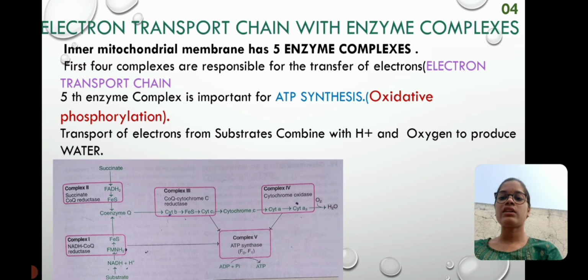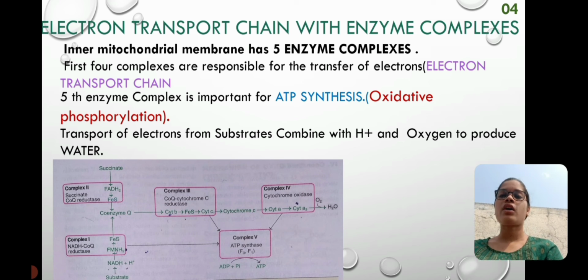Here oxidation takes place, meaning oxygen is added at this complex, resulting in the formation of water, and it ends the electron transport chain. All four complexes are involved in the electron transport chain. The fifth complex is important for ATP synthesis, that means oxidative phosphorylation. The fifth complex contains an enzyme known as ATP synthase, which is important for oxidative phosphorylation.